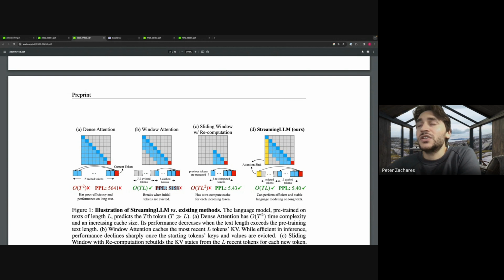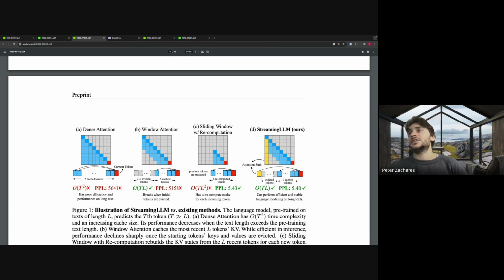And so what they suggest, another method which has good performance but is still pretty computationally intensive, is you actually do this sliding window, like the window attention sliding window, but with recomputation. So you have to recompute the keys and values for all of the tokens within your window. That's why it's T L squared, because the computation for just one token would be T times L, but then you have to do it for all of the L tokens in your window, and so it's T L squared. But that has good perplexity. So that's pretty good, except it's slow.